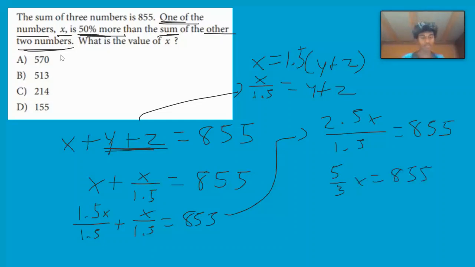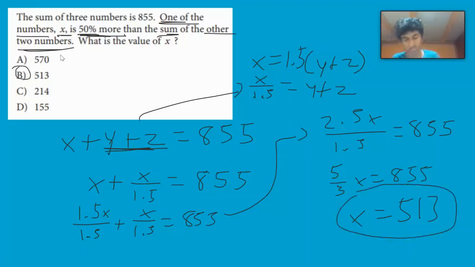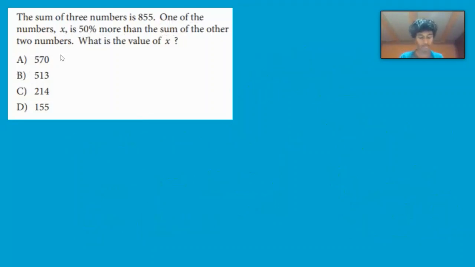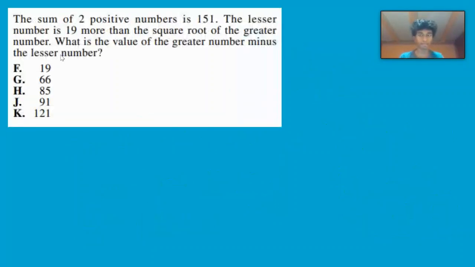Then multiplying both sides by 3/5, we get that x is equal to 855 times 3/5, which is 513. So our answer is choice B. Let's take a look at one last example. Try this one now.